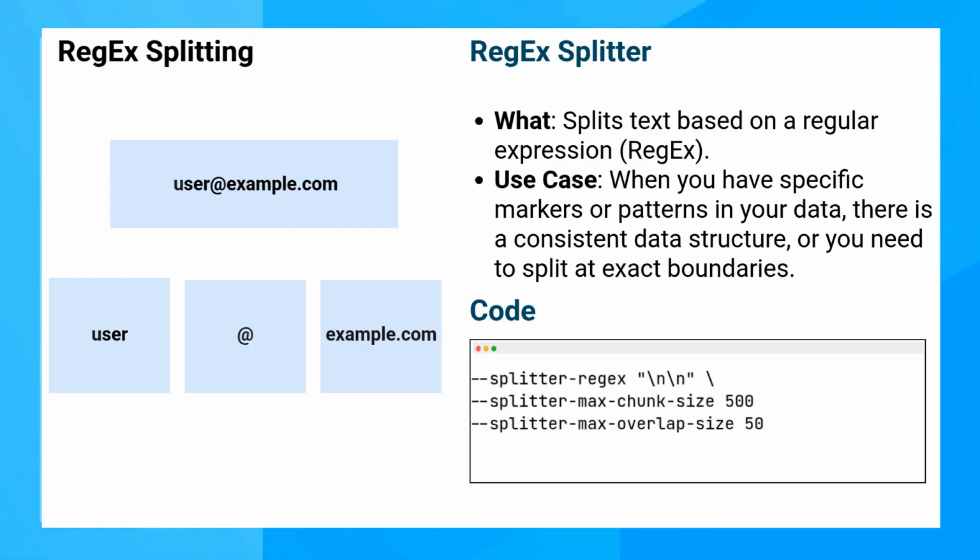The regex splitter is used when you have specific data patterns, a consistent data structure, or you need to split at exact boundaries. A regular expression is used to indicate the data pattern that will cause a split. The chunk size and character overlap can also be specified with the regex splitter.